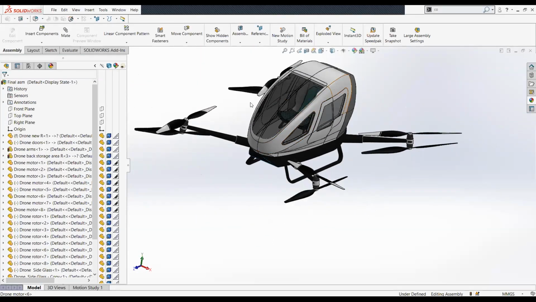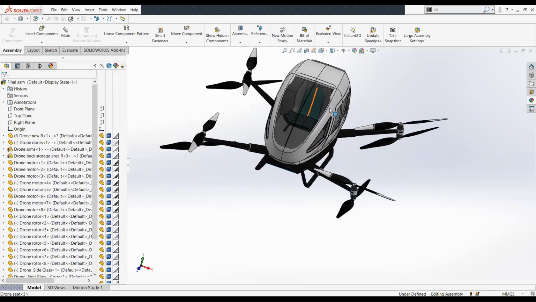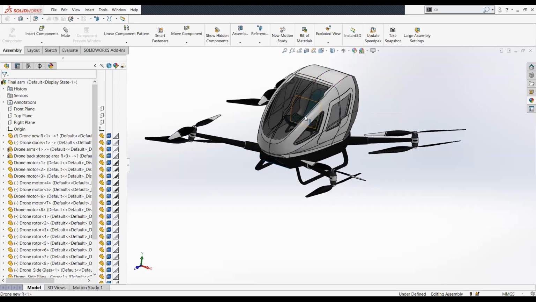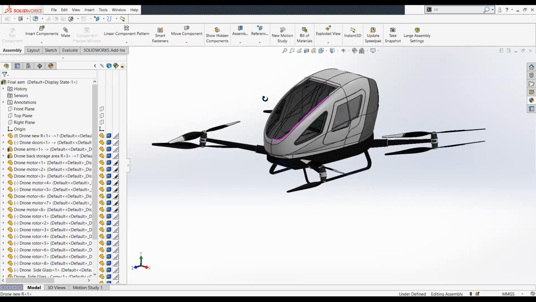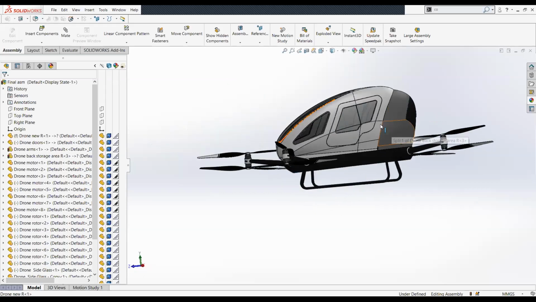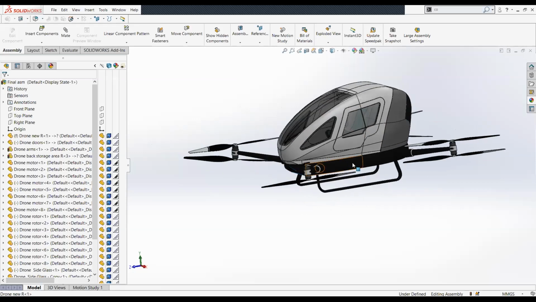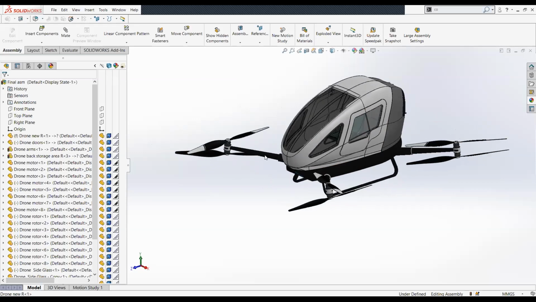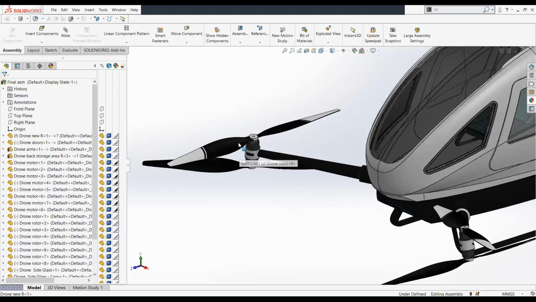The body was mainly designed with surface modeling. Then I converted it into a solid model, and then did the mirror surface, then used the shell feature to create the inside surfaces. The rear storage was also created with surface modeling. The chassis I created with solid modeling, and the rotor I created with surface modeling.